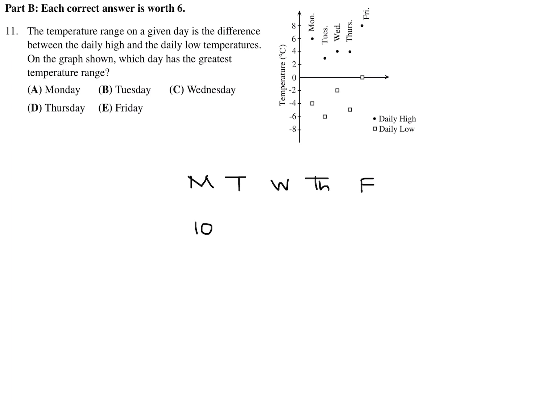Tuesday, oh boy, -6 to 3. So that's 9 as the range. Wednesday is -2 to 4. So that's 6. Thursday is -5 to 4. So that's 9. And then Friday is 0 to 8. And therefore the greatest range is Monday. So the answer to number 11 is A.